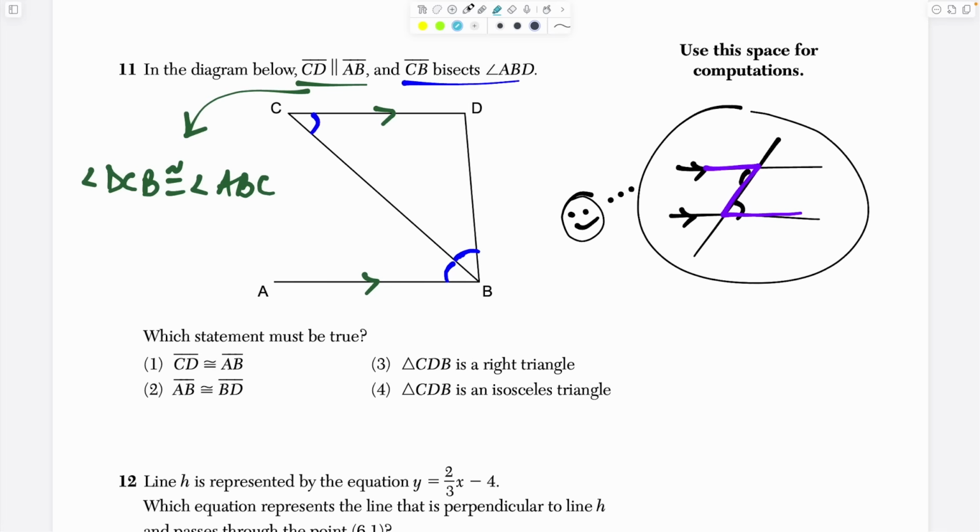But now let's think about this triangle that we have here. Notice that we have a triangle with two angles congruent. And if you have a triangle with two congruent angles, that means the triangle must be isosceles. So choice 4 has to be it.